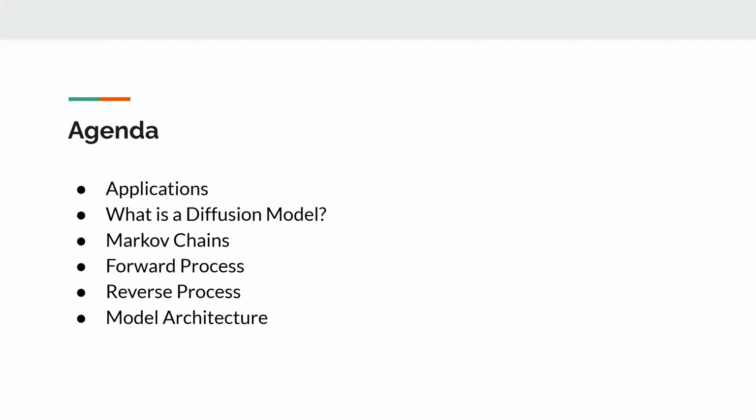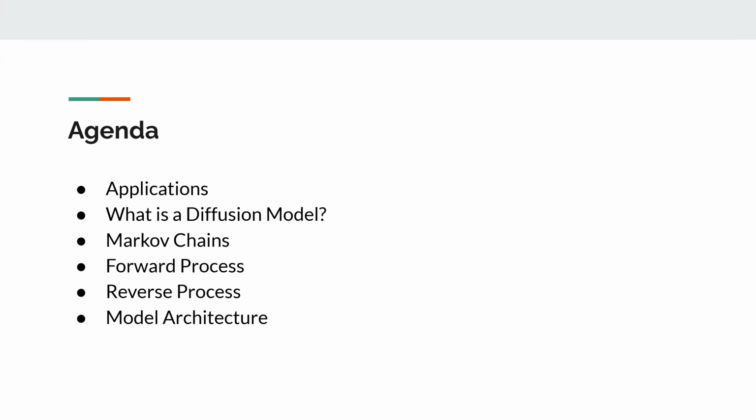So on the agenda today, I'm going to start off with some applications of diffusion models, then go into a brief introduction about what a diffusion model actually is and what they're used for, some background about Markov chains, which is probability, and then the forward process, the reverse process, and then some examples of model architectures where diffusion models are used.